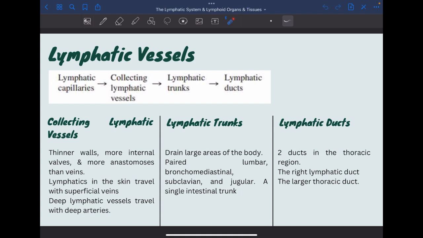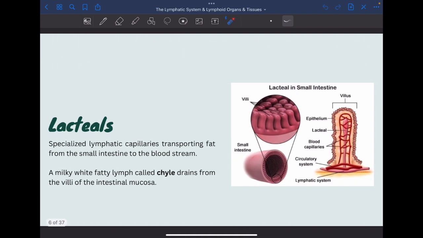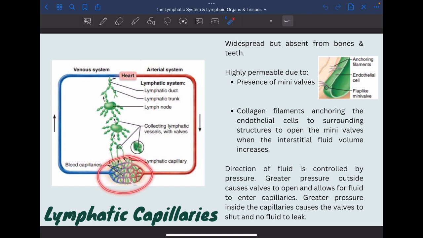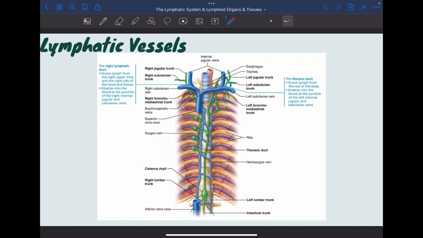The right lymphatic duct drains the right upper limb, the right side of the head, and the right thorax or right chest. The larger thoracic duct drains everything else, the rest of the body. So let's look at it in a schematic or diagram. As we said, we start off with capillaries, which interweave and find their way between the blood capillaries. Then they go upwards as vessels, then continue as trunks, and finally we have ducts. Let's focus mainly on the trunks and the ducts.